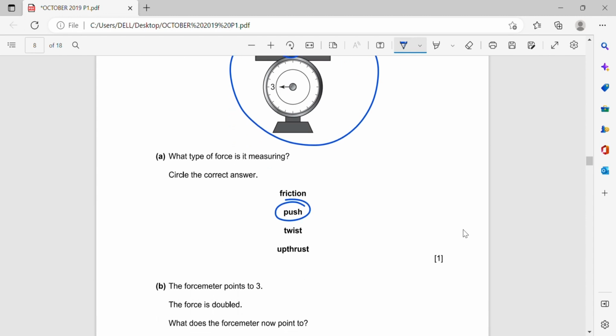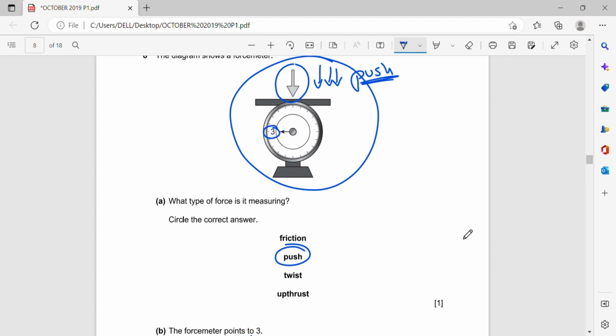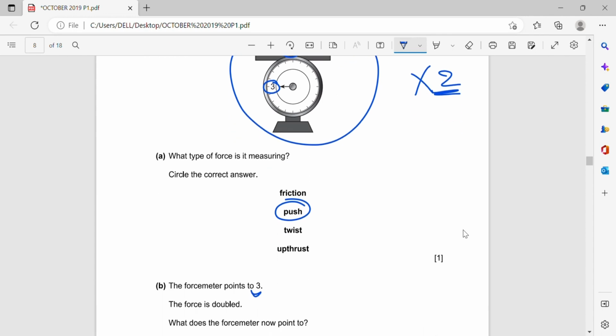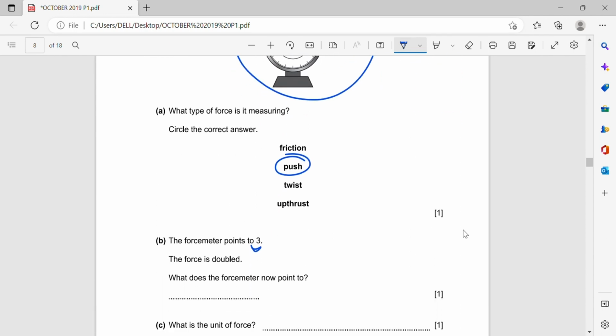طيب. The force meter points to 3. هنا الفاليو 3. طيب. The force is doubled. يعني هعمل ايه للفورس؟ يعني كانت 3 هعمل لها doubling. يعني times 2. يعني الريدنج بتاعت الفورس ميتر will come to which point? Great, it's 6. علشان هي كانت 3 we said it is double. 3 times 2 is equal to 6.